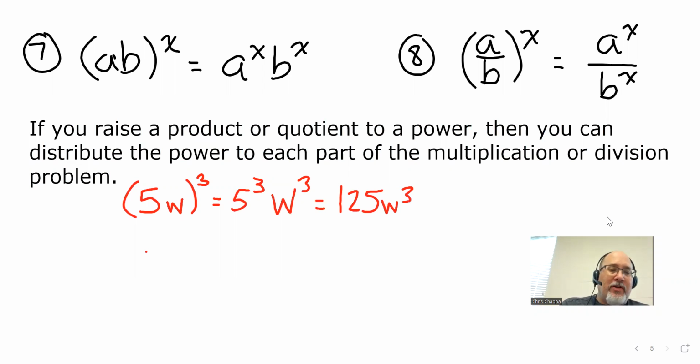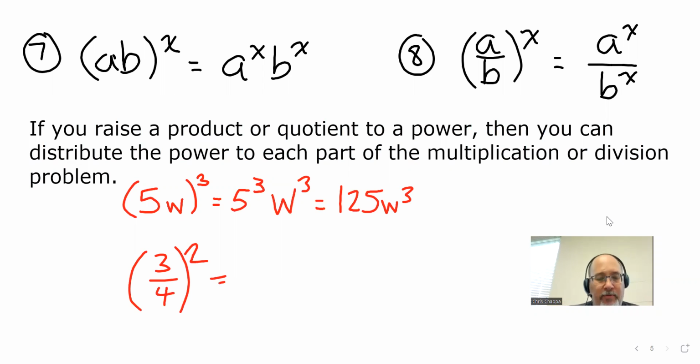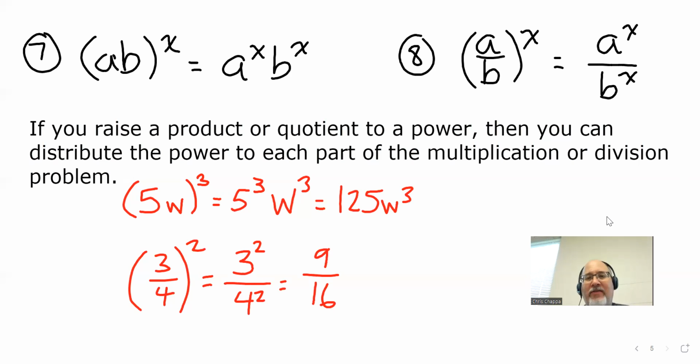Or if we had something like, and we'll just stay strictly numerical on this one, 3/4 squared, let me make that 2 a little bit smaller. The rule number 8 says you can distribute the power to both halves of the division problem. Put 3 squared over 4 squared, both of them being numerical expressions, can be evaluated to 9 over 16. So that's all number 7 and number 8 is saying.